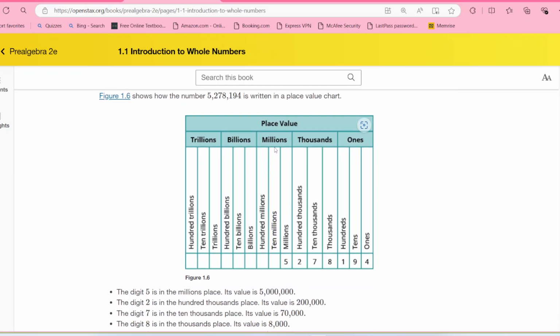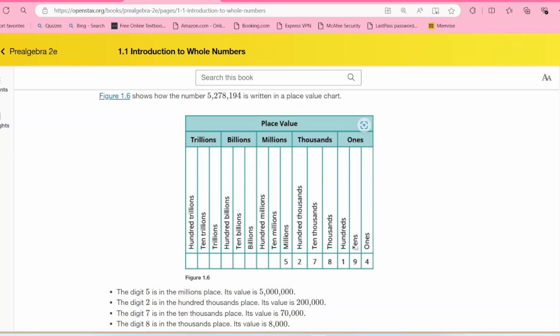So here's figure 1.6 with a place value chart. And going from right to left, low numbers to high numbers, the first 3 spots are the ones period. The next 3 spots are the thousands period. Then the millions period, the billions period, and the trillions period. And the specific places, again going from right to left, go low to high, smaller to larger. So the place on the farthest right is the ones place.